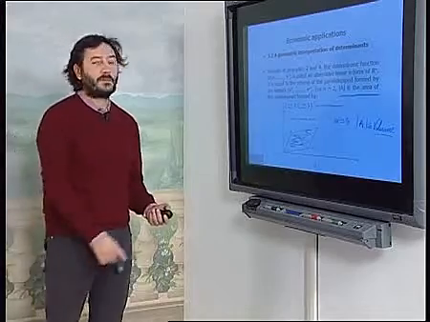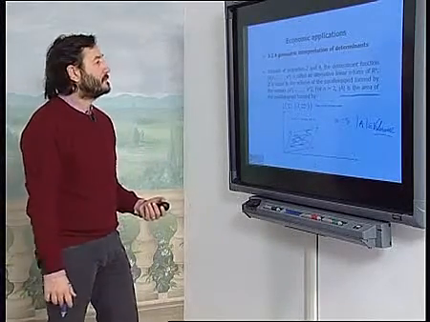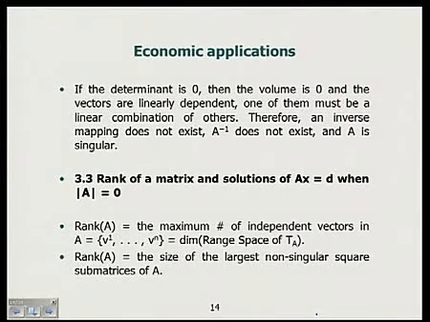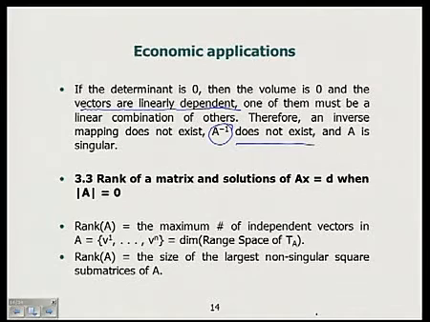And these are properties of determinants. Okay. If the determinant is 0, then the volume is 0, and the vectors are linearly dependent. Always remember this property, linearly dependent. One of them must be a linear combination of the others. Therefore, an inverse mapping does not exist, because we have seen that the inverse in this case does not exist, and A is a singular matrix.